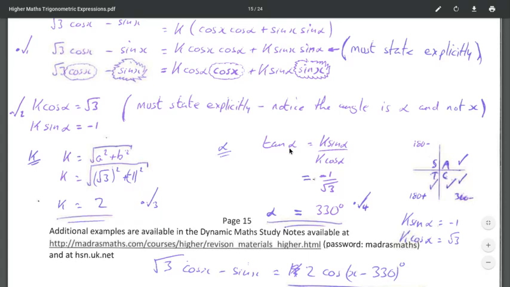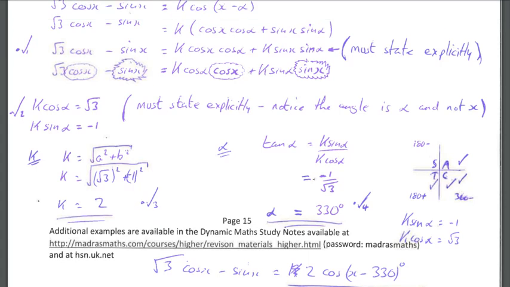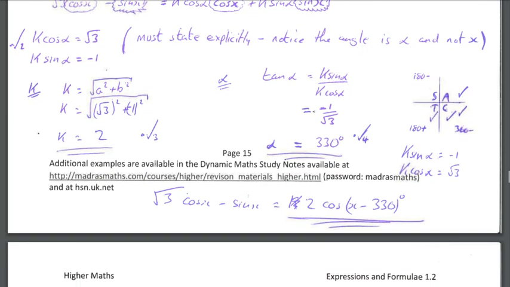So inverse tan of 1 over root 3 is 30 degrees. We're looking in the fourth quadrant, so it'll be 360 minus 30 degrees, which is 330 degrees. Okay, and we're asked to write it in the form k cos x minus alpha. Well, k is 2, alpha is 330. So root 3 cos x minus sine x is 2 cos bracket x minus 330 close bracket degrees.